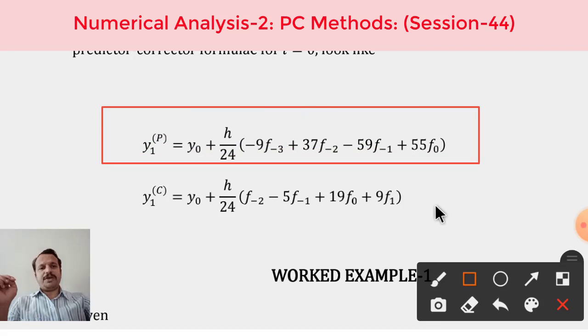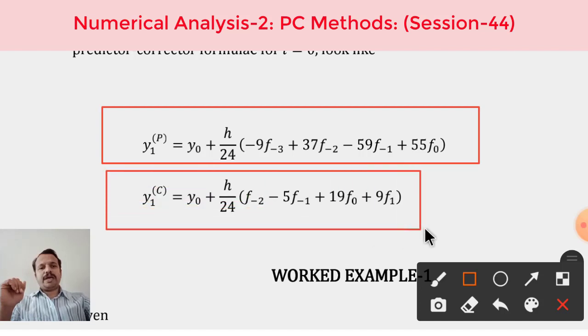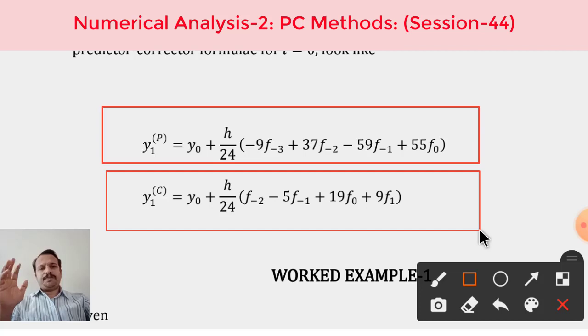This is the predictor formula here. It predicts the value of the unknown at the point x1, and the other is a formula which goes on correcting the value of the unknown. And you must understand here that in order to start the solution through the Adams-Bashforth predictor corrector method, we require more than one starting value of the unknown. Usually we are given one value of the unknown, which we call the initial condition. In addition to that, we require a few more values.